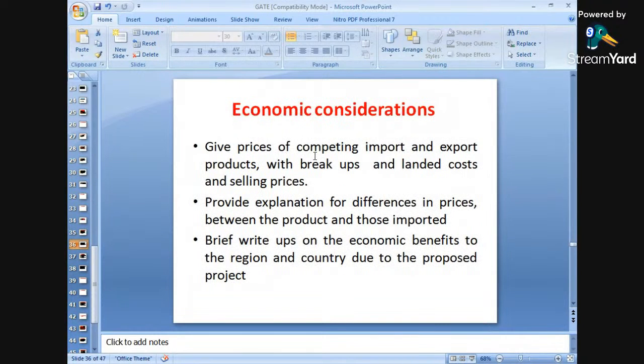Economic considerations, and explanations for differences in prices between the product and those imported. So these economic benefits are to be considered while preparing the DPR.